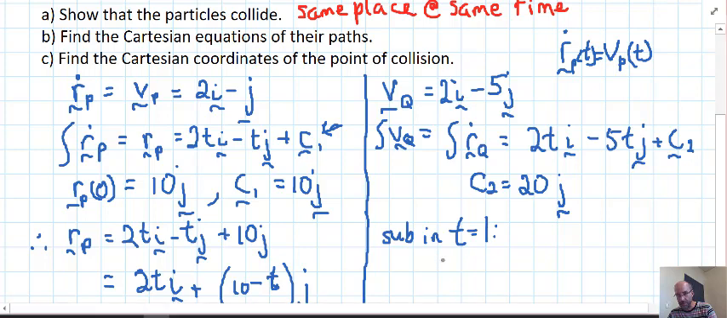So that will provide 2i plus 15j equals 2i minus 5j plus that C2.